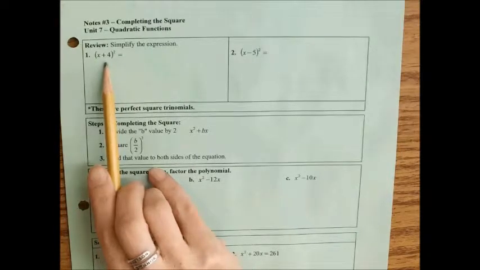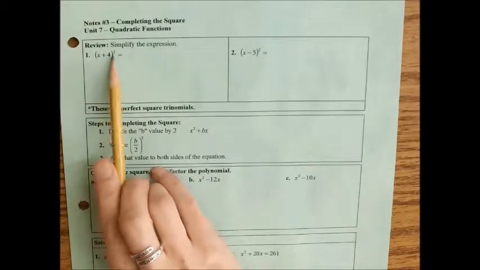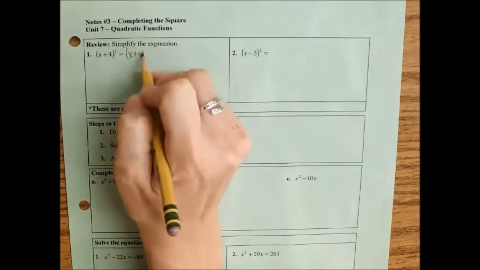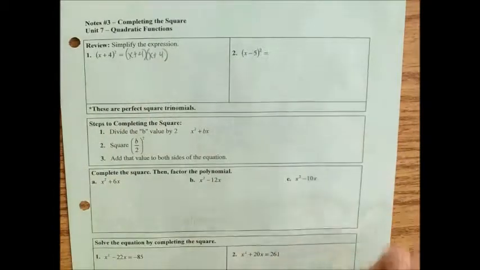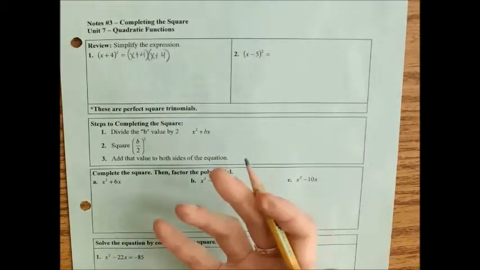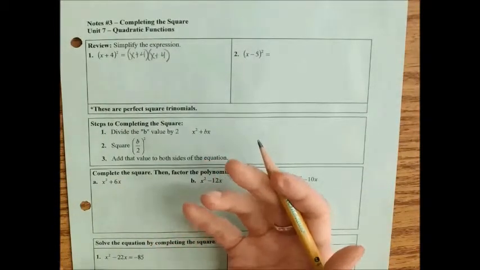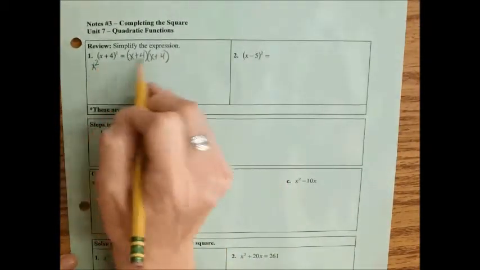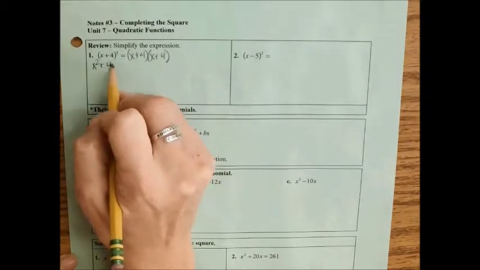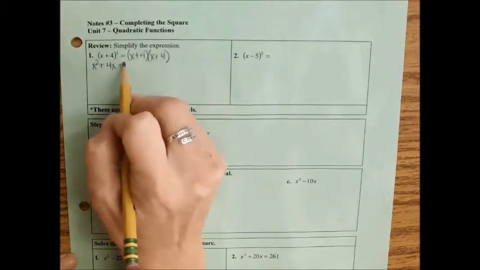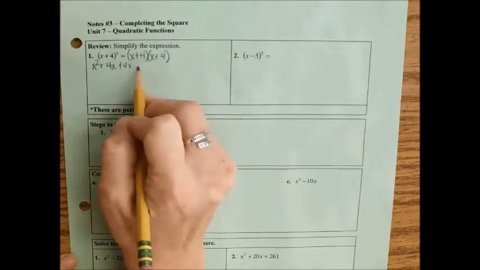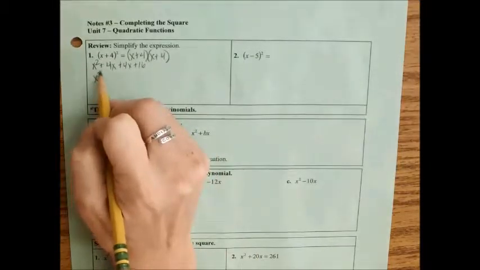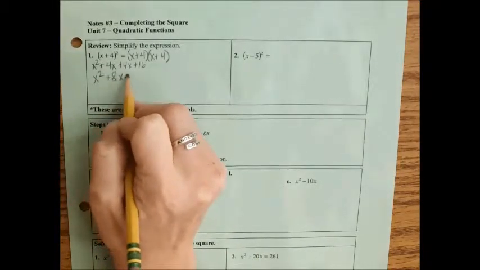Hopefully you remember this, where we have a quantity x plus 4 squared. So what that really means is we have x plus 4 times x plus 4. When I say simplify, that just means to multiply everything together. So using distributive property, x times x, I get x squared. X times 4 is 4x. 4 times x is 4x. And 4 times 4 is 16. When we combine like terms, I get x squared plus 8x plus 16.